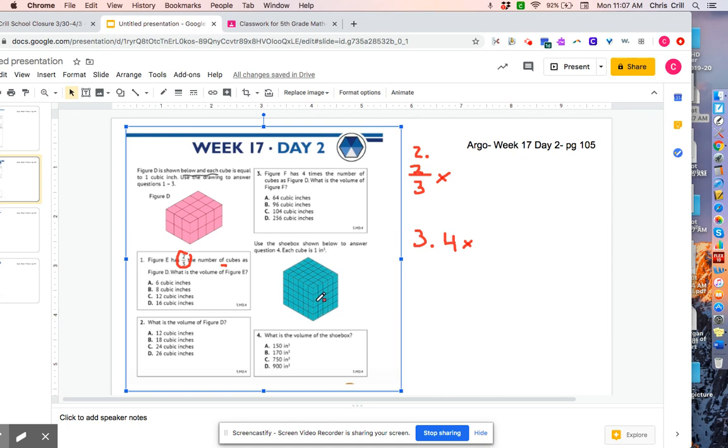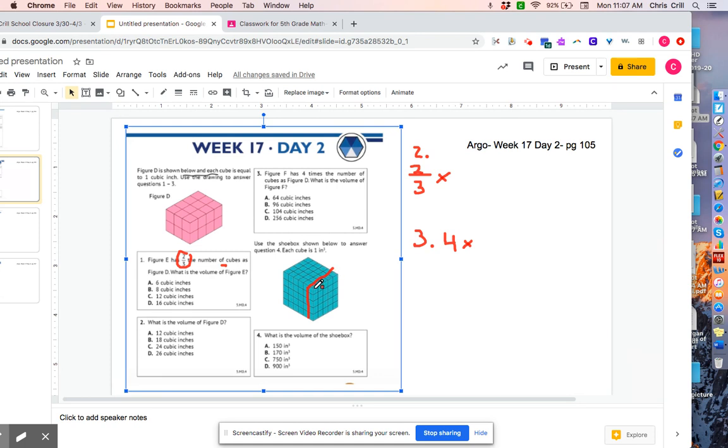Number 4, your job is just to figure out the volume of this imaginary shoebox. It's kind of a funky looking shoebox. There's a lot of cubes to count here, so you're going to have to count carefully. I think it makes more sense to figure out an area.